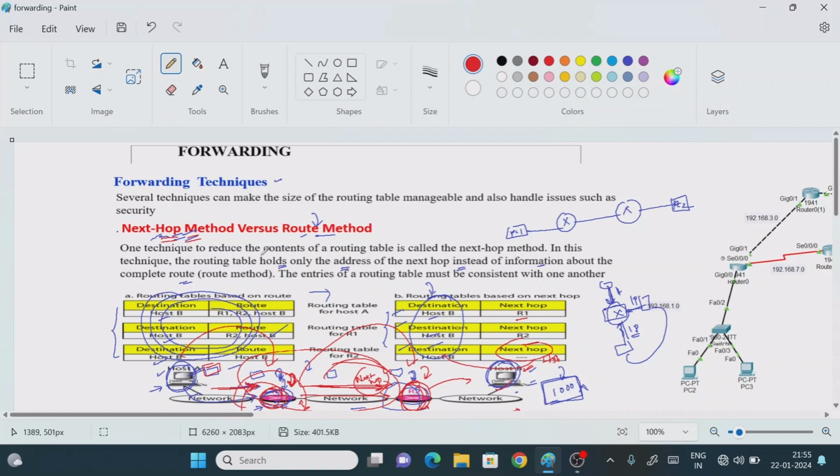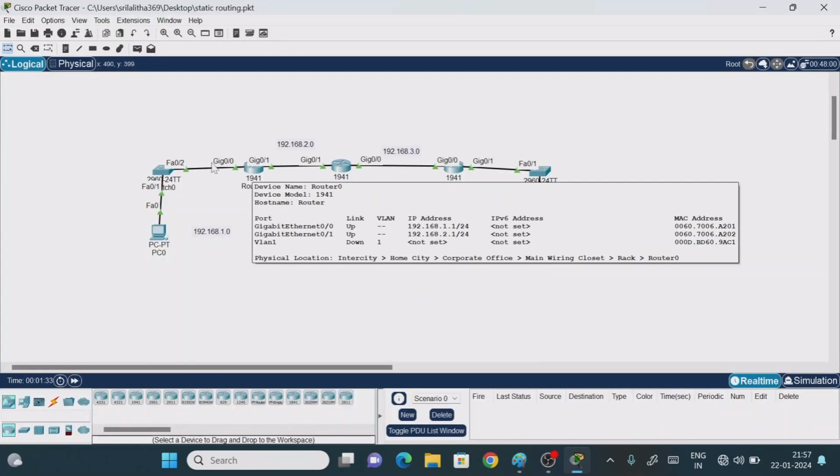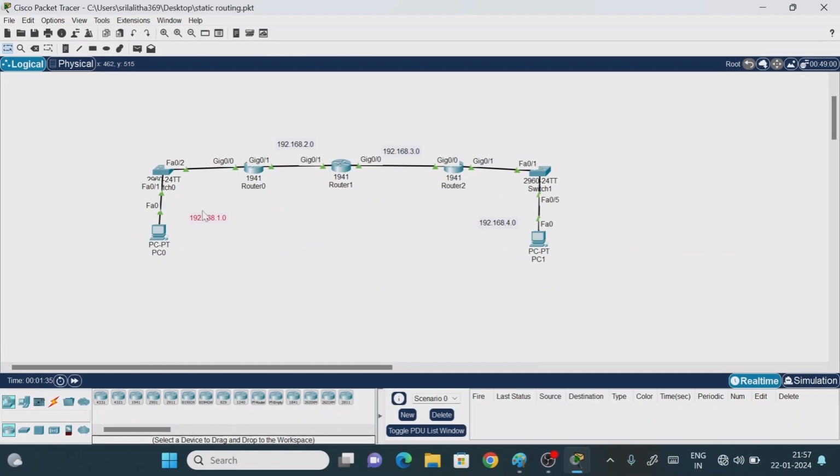So this is the theoretical part. Now we'll try to understand how the next hop method is implemented in real time by using a Cisco Packet Tracer simulator scenario. If you observe here, this is one network, this network is the 1.0 network. This wire is the 2.0 network. For connecting this router to this router, the network is 3.0. For router 2 to the next interface, we have the 4.0 network.